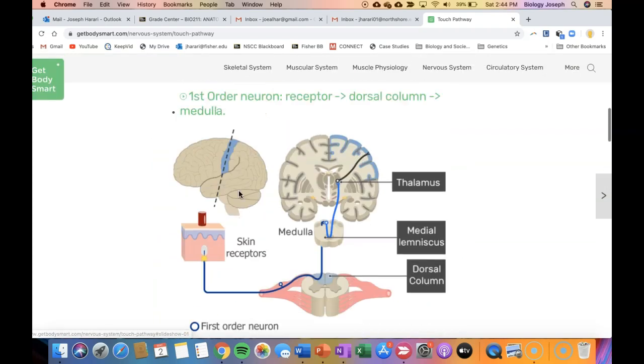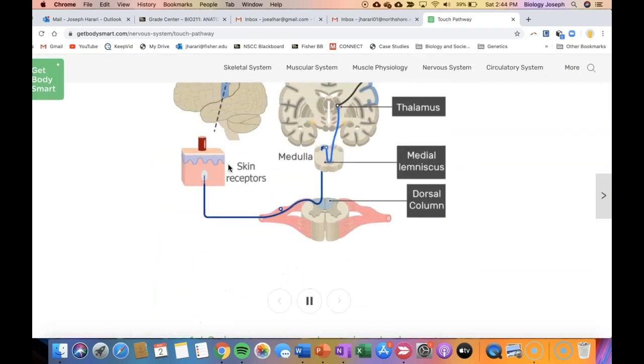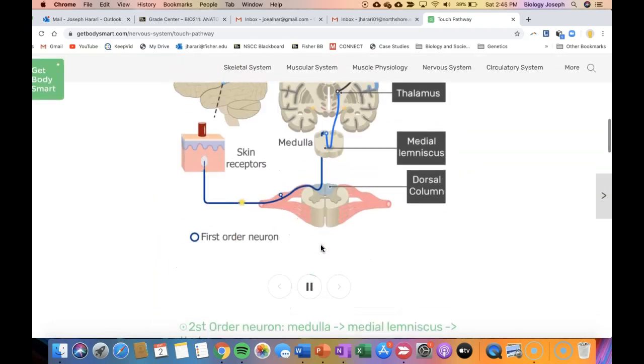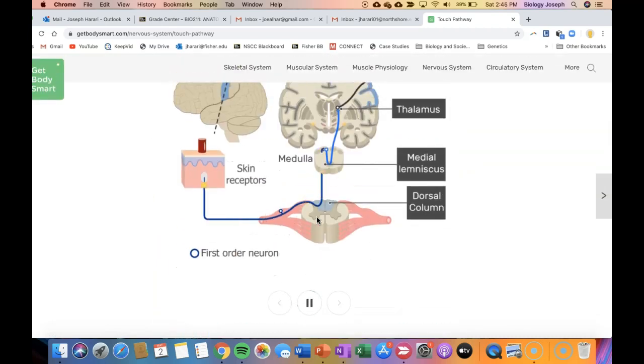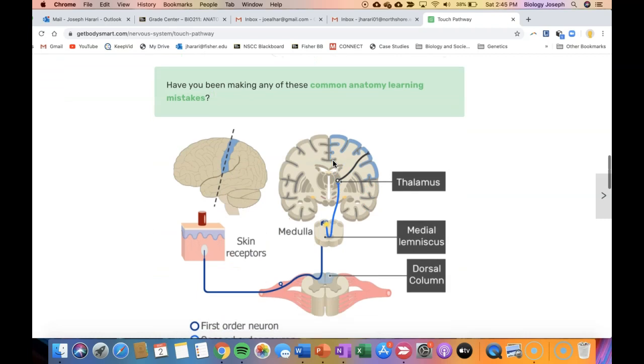I want to see the whole thing. So that's the first step. That was the second step. So this is all of our first order neuron. So again, sensory receptor, ganglion, spinal cord, all the way up to the brainstem. Now we're ready for the second order neuron to take that from the brainstem to the thalamus.